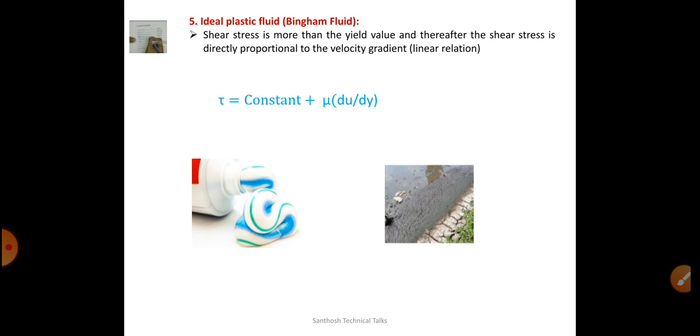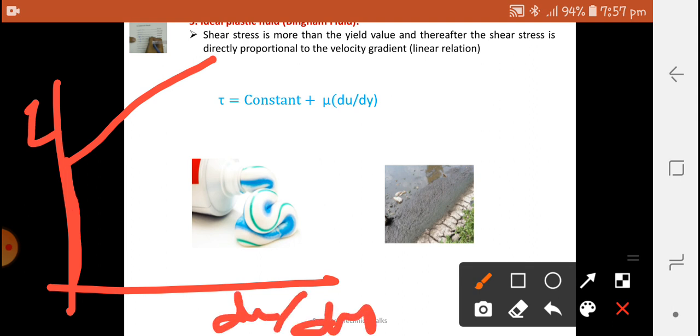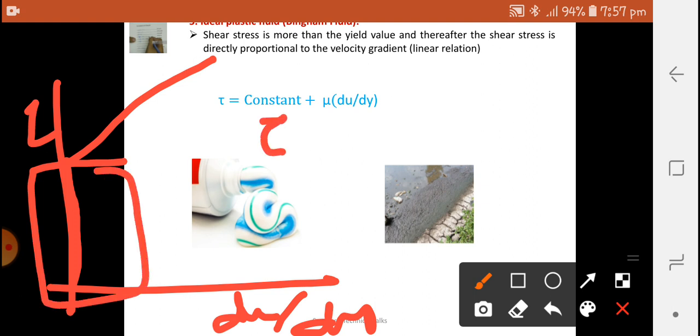Next one is the ideal plastic fluid or Bingham fluid. In the graph, we have a certain solid relationship at first. After that, we have a linear relationship between tau and the velocity gradient du by dy. Up to this point we have a constant stress, the yield stress, being added. That is why the Newton's law of viscosity equation is added with a constant: tau equals a constant plus mu into du by dy. So in theory, the shear stress is more than the yield value, and thereafter the shear stress is directly proportional to the velocity gradient, that is a linear relationship.